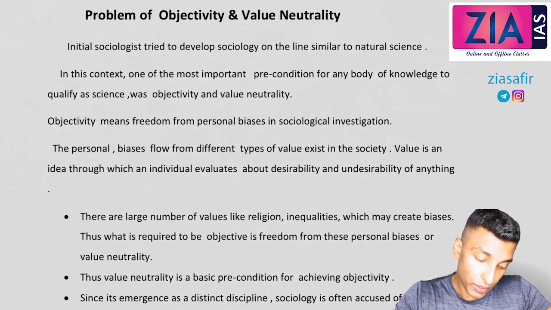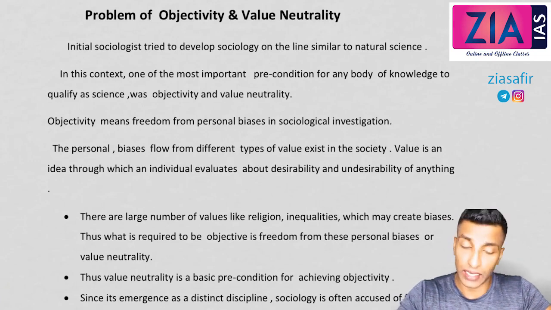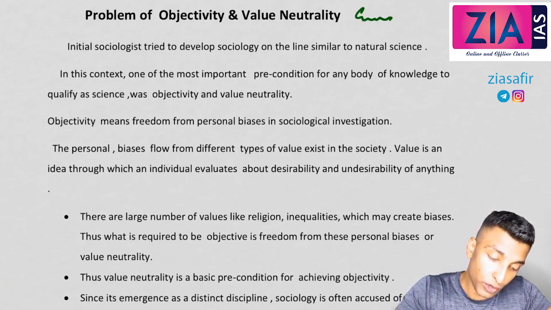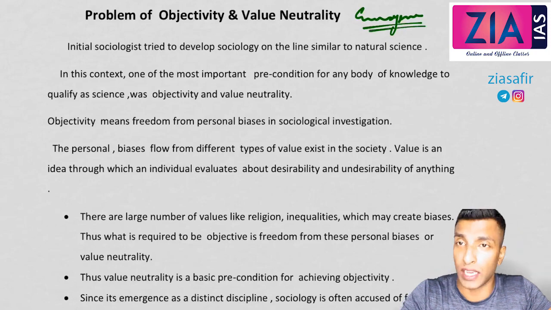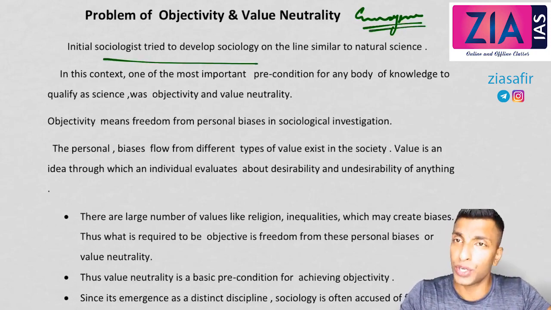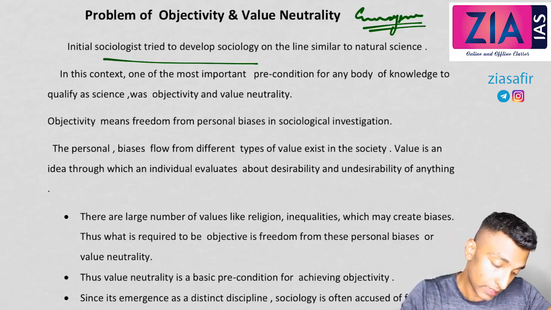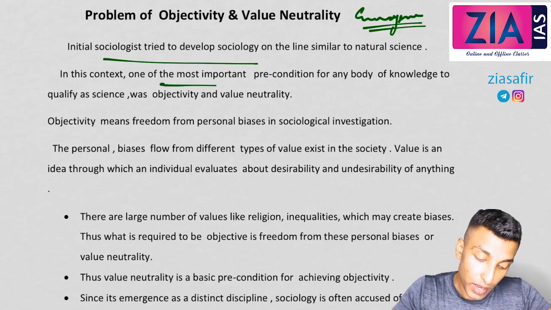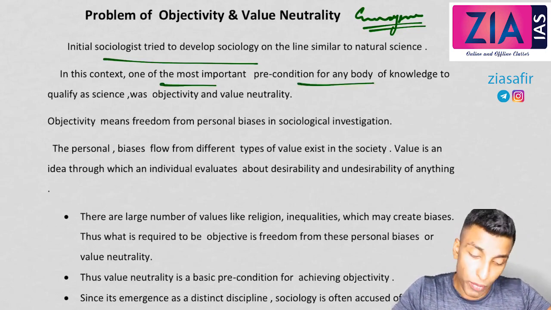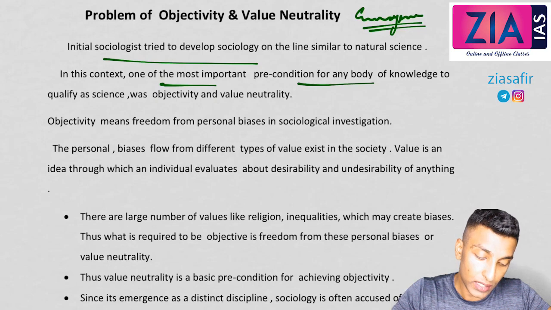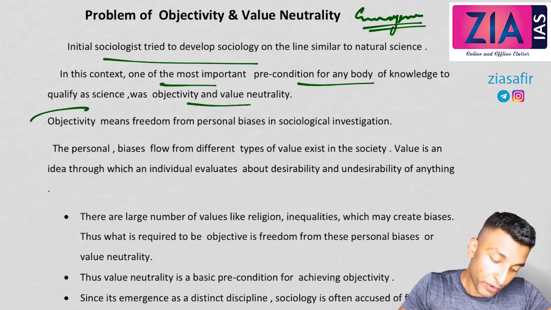Initial sociologists tried to develop sociology on the line similar to natural science. So first you talk about emergence. As I've told you, sociology emerged in response to challenges posed by modernity in medieval Europe. Then you talk about this. Initial sociologists tried to develop sociology on the line similar to natural sciences. In this context, one of the most important preconditions for any body of knowledge to qualify as science was objectivity and value neutrality. Objectivity means freedom from personal bias.